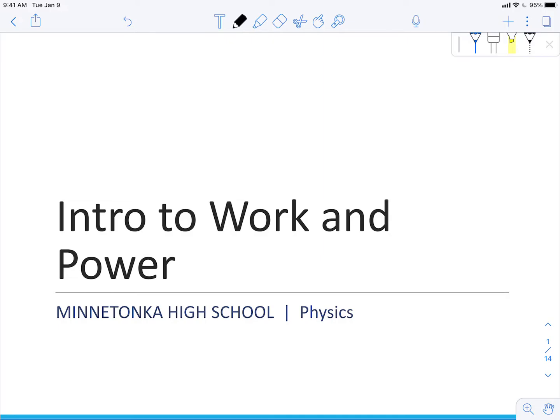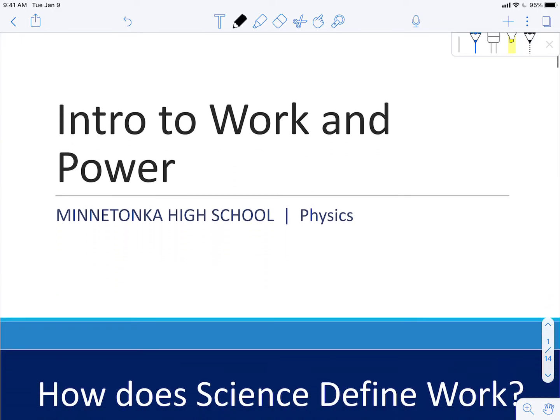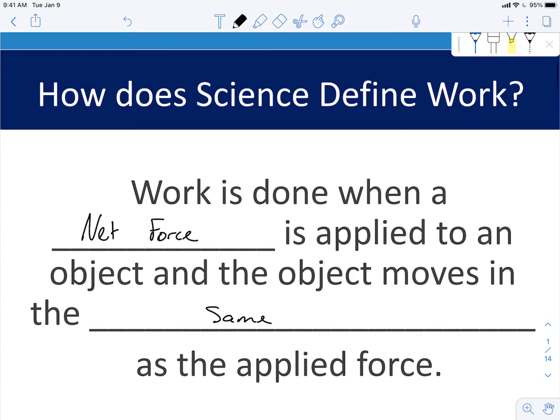Hello physics students, Mr. Standerson here, and in this short lesson we're going to talk about work and power. So please have some notes ready, jot down any questions that you might have, and you can ask me later. So the first thing we're going to look at is what work is in a scientific sense.